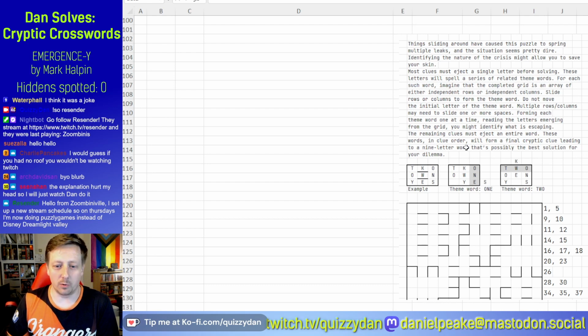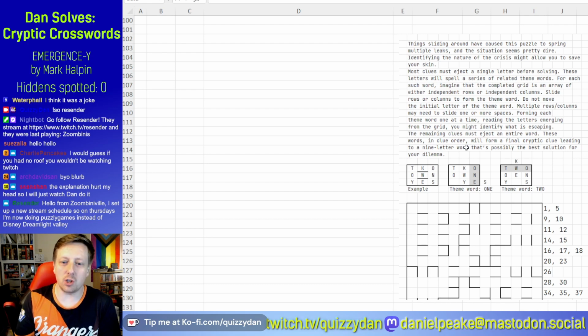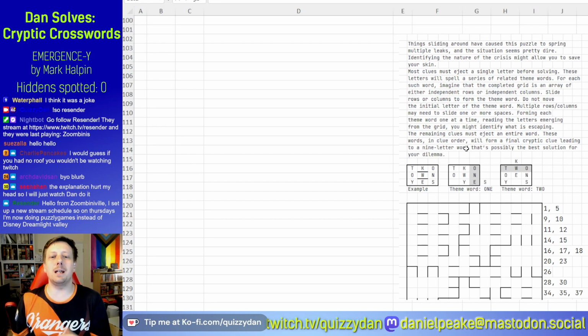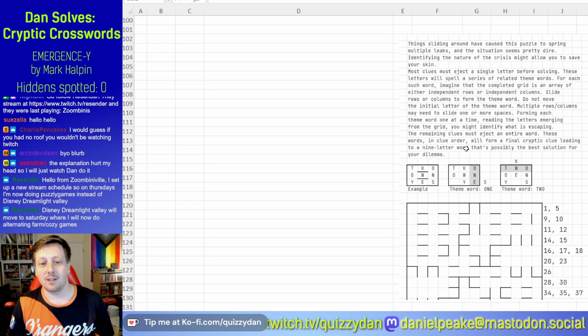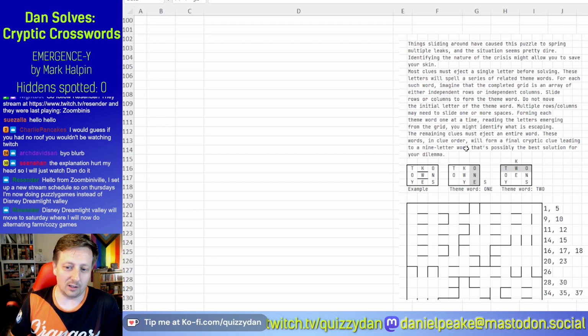Forming each theme word one at a time, reading the letters emerging from the grid, you might identify what is escaping. The remaining clues must eject an entire word. These words in clue order will form a final cryptic clue leading to a 9-letter word that's possibly the best solution for your dilemma.